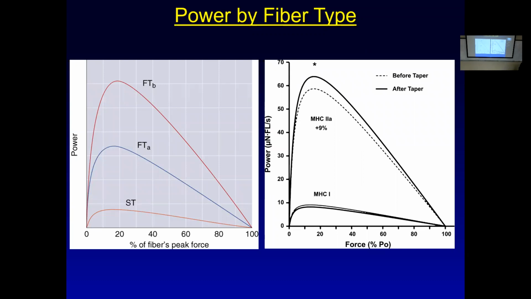Power differs by fiber type, unsurprisingly. Slow twitch fibers don't generate nearly as much power because they can't contract as fast.